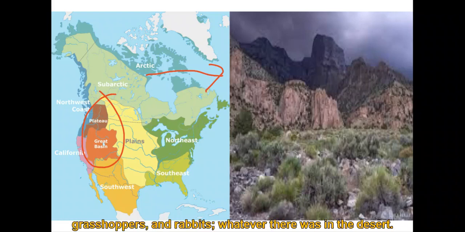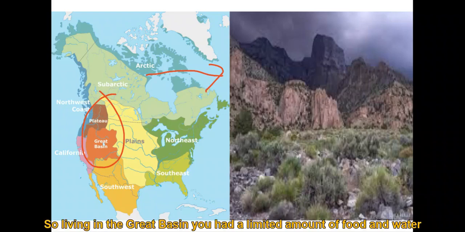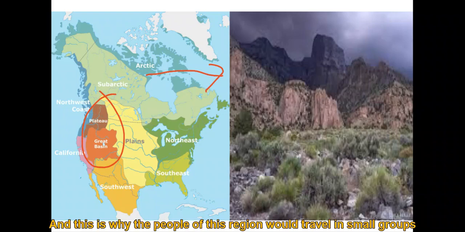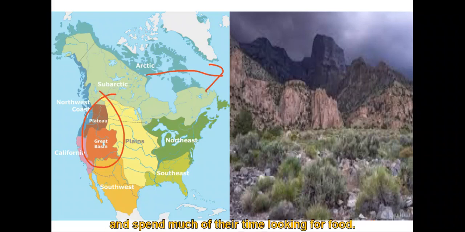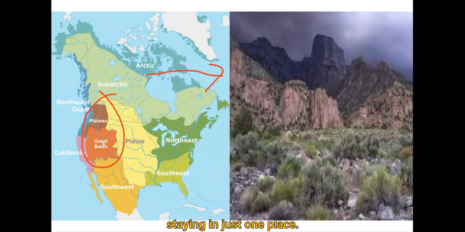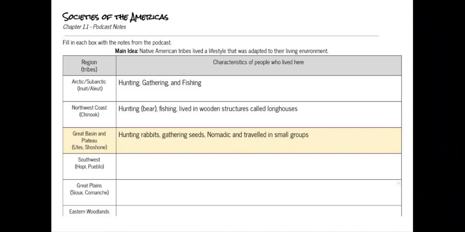They would eat seeds, grasshoppers, and rabbits, whatever there was in the desert. Living in the Great Basin, you had a limited amount of food and water, which meant only a few families could live in a place at any given time. This is why the people of this region would travel in small groups and spend much of their time looking for food. They would scavenge areas to survive instead of staying in just one place.